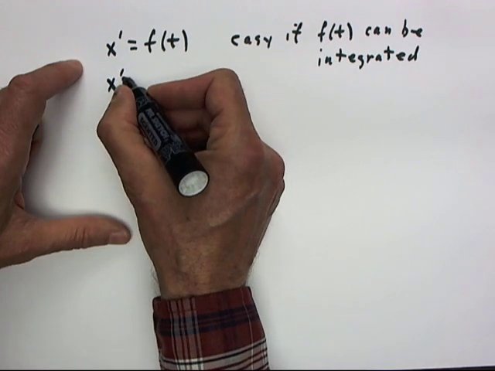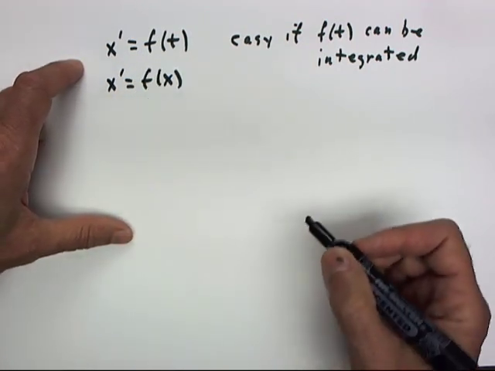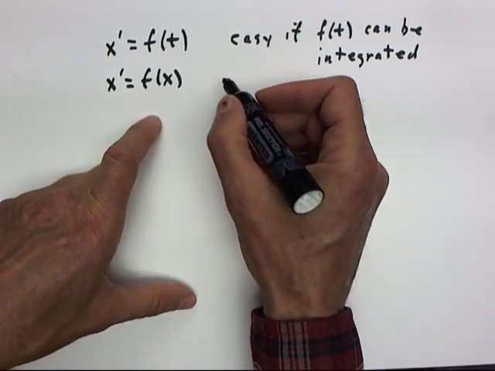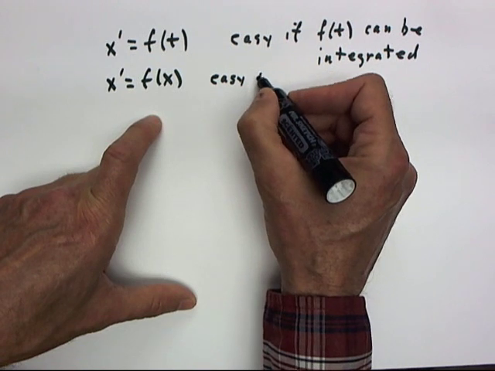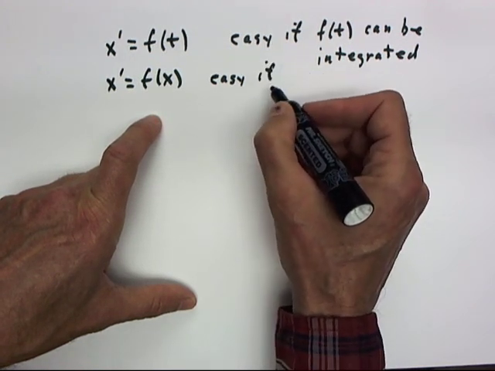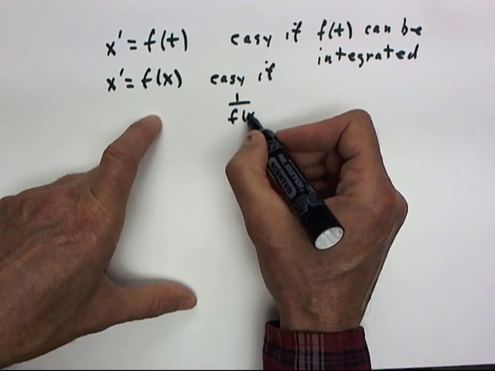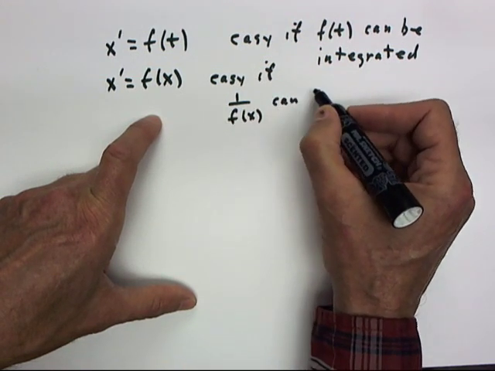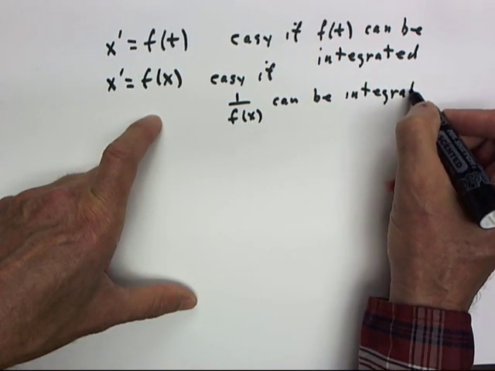Another form is x prime equals f of x. And I don't think we've actually looked at one of these, but this is easy if the function 1 over f of x can be integrated.